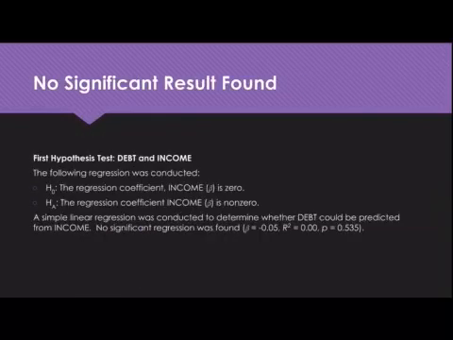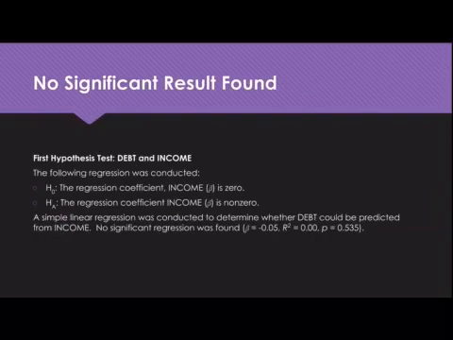In our first example, there's been no significant result found. So we are testing debt in relation to income, and our following regression was conducted. The null hypothesis states that the regression coefficient, or income, is 0. The alternative hypothesis states that the regression coefficient for income is non-zero.